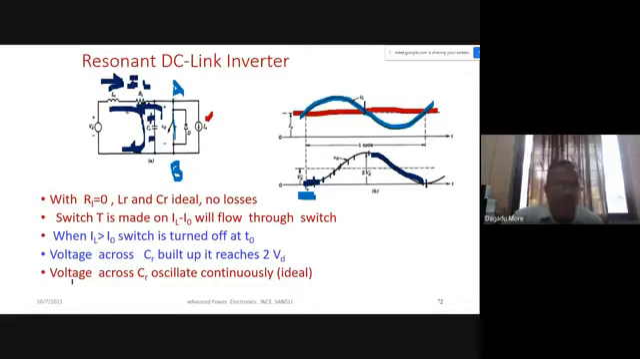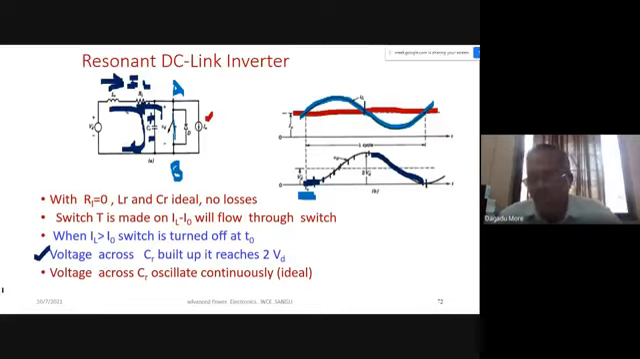So this will be a voltage across CR oscillates continuously. This is a very short duration we have expanded, and we have shown how our voltage across the capacitor will be oscillating 2 times of the VD. Okay, this is the one we have discussed. So any question? How we resonate the DC link, and for that resonator we have to generate these oscillations. We have to short the DC link for very short duration.